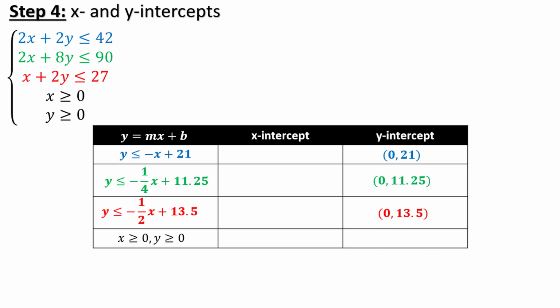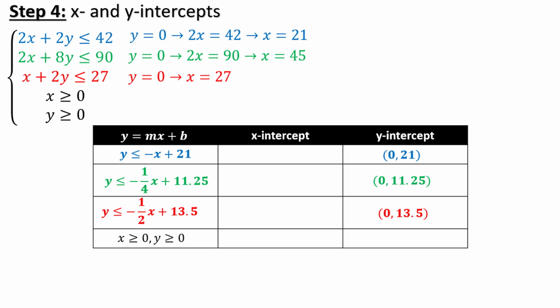The x-intercepts can easily be found by letting y equal 0 in each inequality. For the first inequality, you get 2x is equal to 42, as the y term drops out, and when you divide by 2, you get x is equal to 21. For the second inequality, you get 2x is equal to 90, which becomes x is equal to 45 when you divide by 2. For the last inequality, plugging in y equals 0, you get x is equal to 27. That means our x-intercepts are 21, 0, 45, 0, and 27, 0.